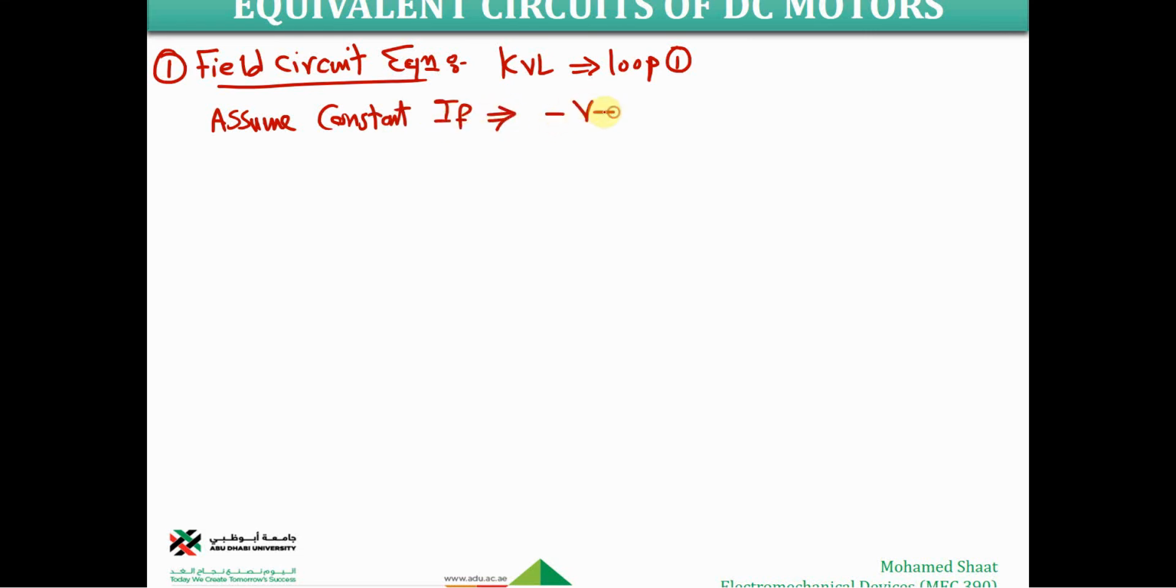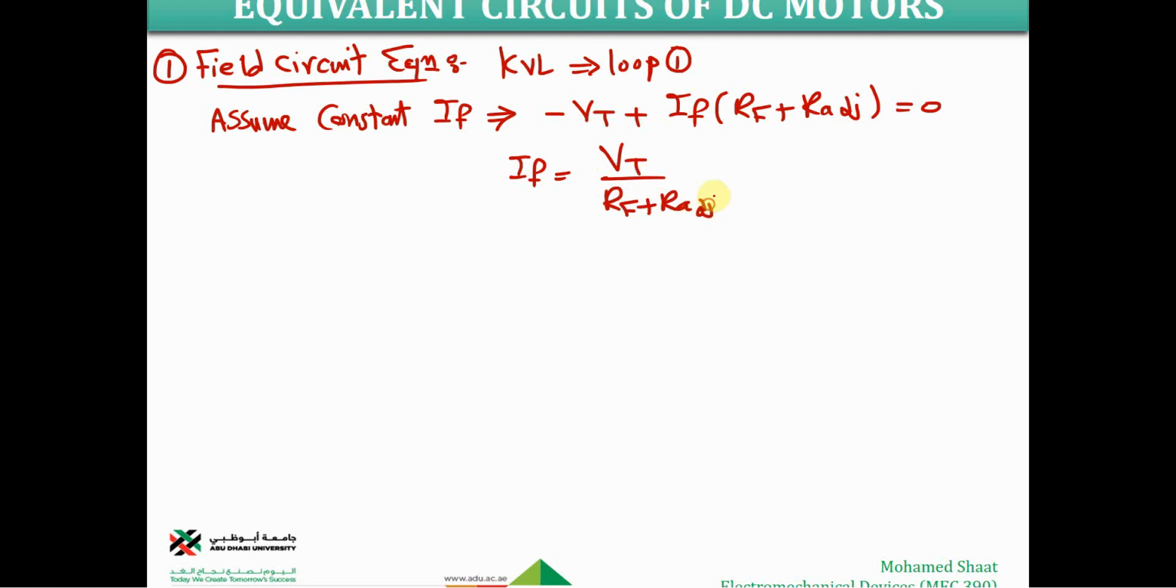So we're going to end up with this equation plus the IF times RF plus R adjustable, and the other term, which is related to the coil, is going to be 0 equals 0. So this is the Kirchhoff voltage law for loop 1. From this equation, we can calculate IF. It's going to be VT divided by RF plus R adjustable, right?